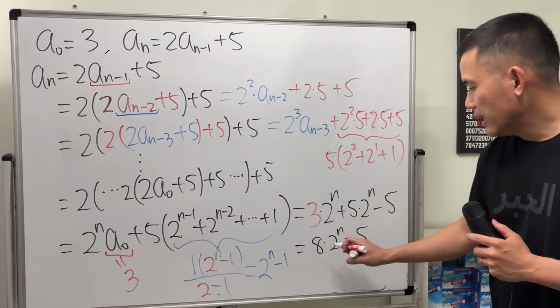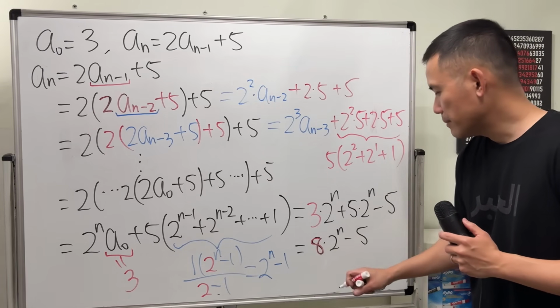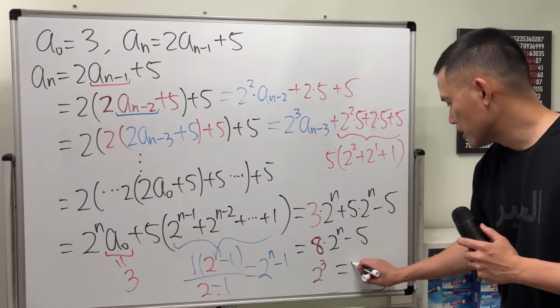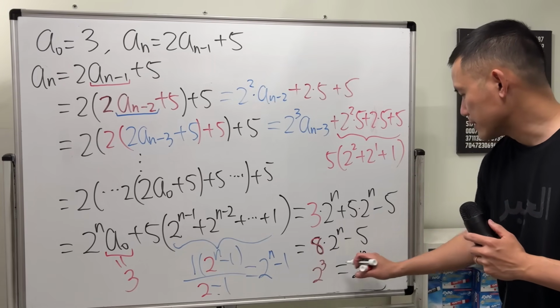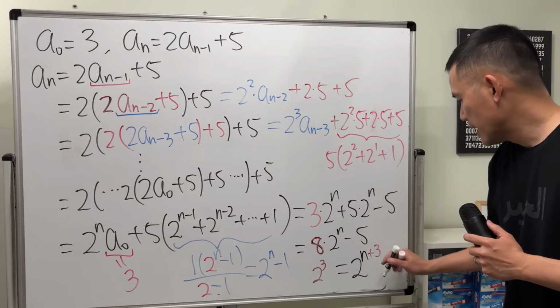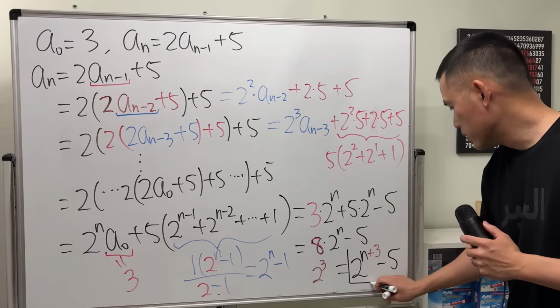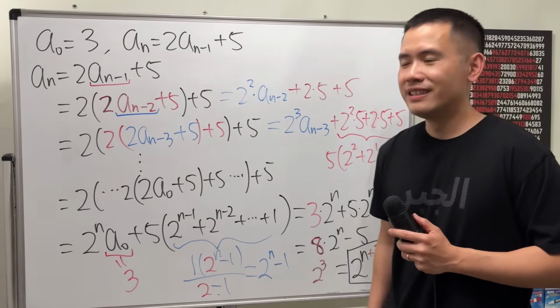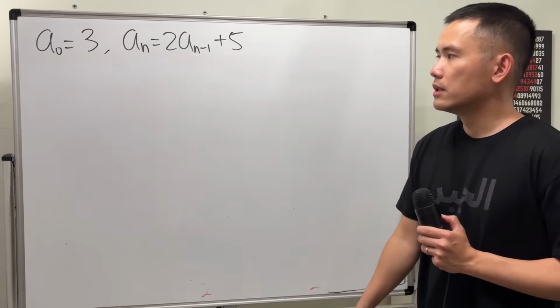Minus 5. And then notice the 8 is the same as 2 to the third power. So all in all, we can write this as 2 to the n plus 3 and then minus 5. Whew. Yeah, so this will be an explicit formula for that. So this is how it goes.